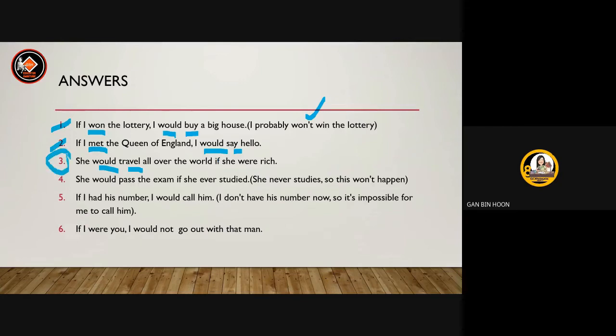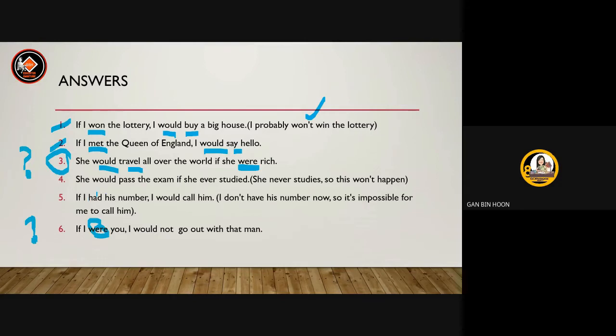Tadi saya sudah tengok nombor 3, right? I asked you to give attention to number 3. Can you see the answer? Yes. Teacher, why were? She patutnya was, right? Why ini pun were, teacher? Okay, because English memang ada exceptional, kecuali.